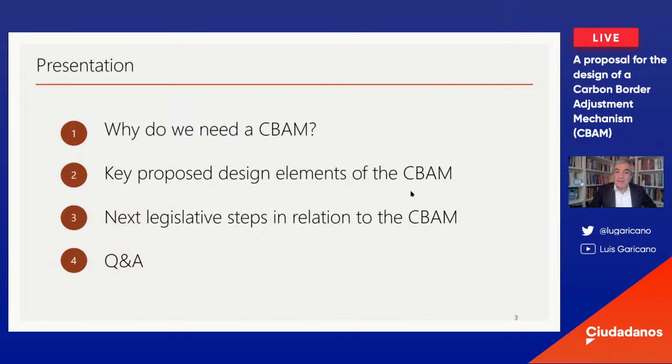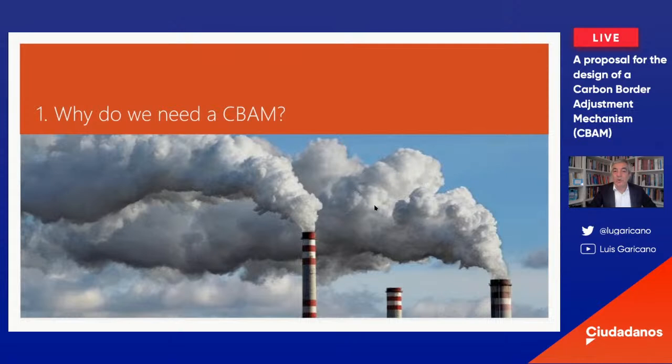The first question that we need to think about is why is there a need for the carbon border adjustment mechanism? What is it, and why do we need something like that? And then we will talk about how to design it.